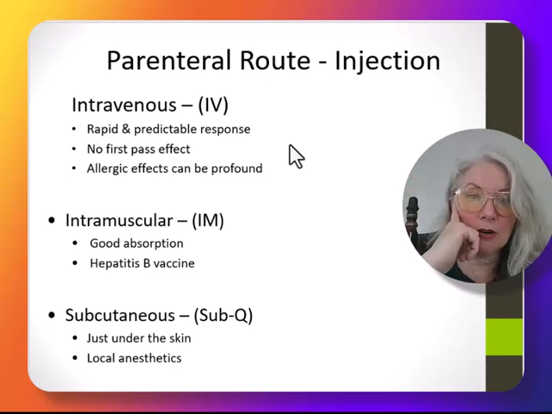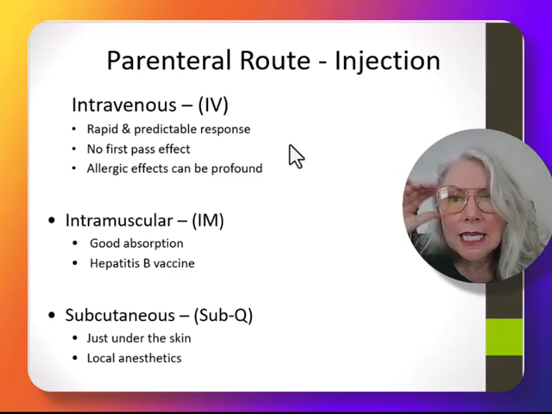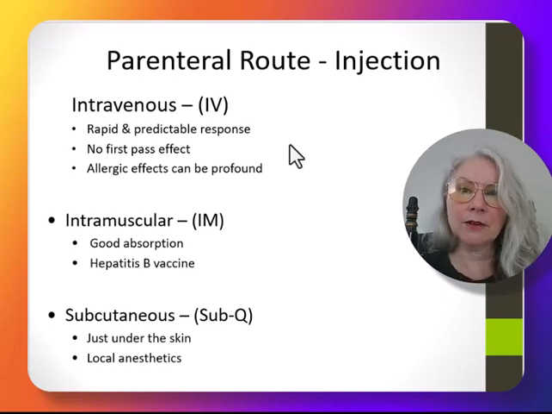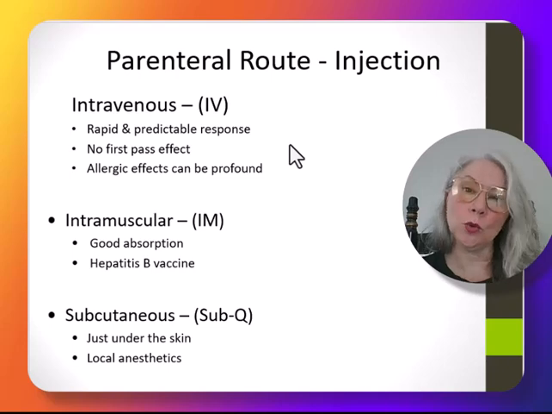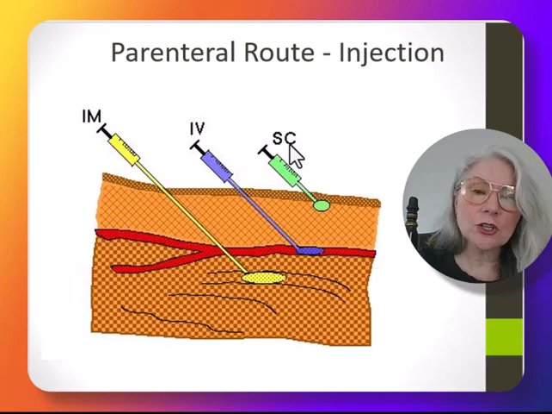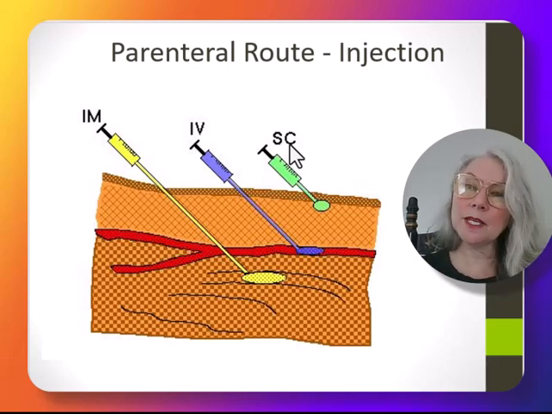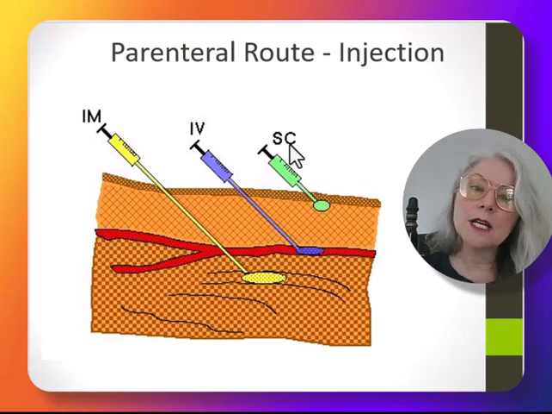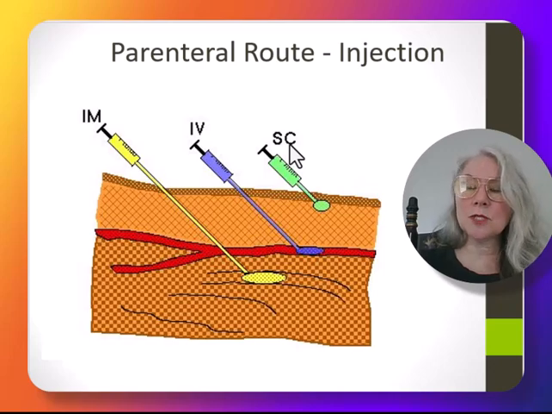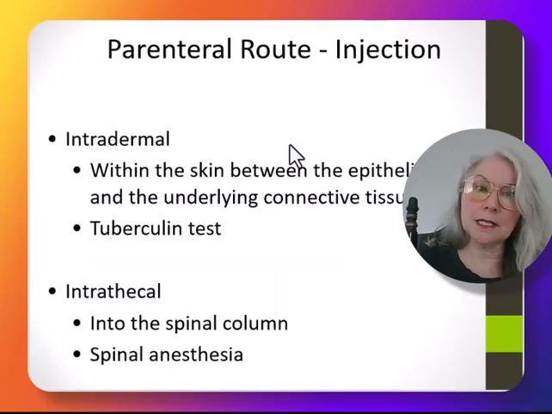This you need to know. Subcutaneous is the delivery method of our local anesthetics. We deliver those sub-Q, it's called. So make a note of that, very important. This shows you the depth and the angle that you need for intramuscular, going deep, intravenous a little less deep, right into the vein, and then subcutaneous going right under the skin.